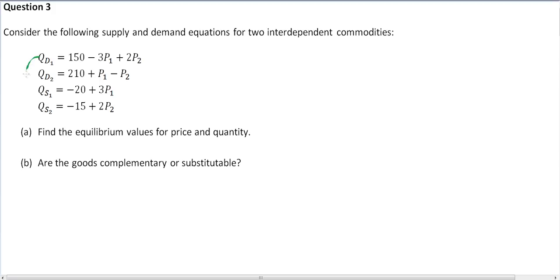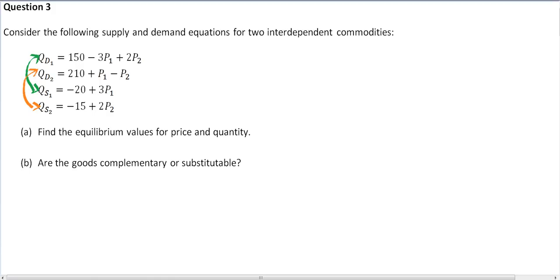So this QD1 and that QS1, that is one set of supply and demand equations. That's for the first good. But then we have the QD2 and the QS2. That's the other set of supply and demand equations for the second good. So we're still going to take the same approach. We let QD equal QS, but we're going to have to do it twice, once for each good.